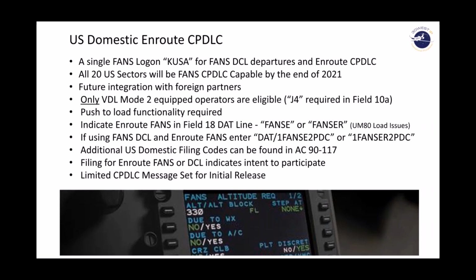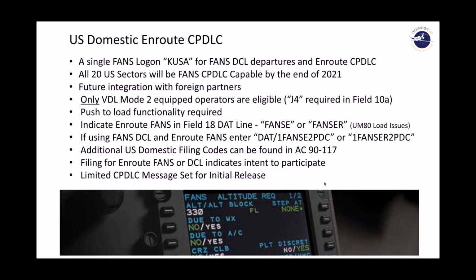In order to use U.S. domestic enroute CPDLC, there are some additional FANS filing codes that are required as well for your ICAO flight plan. So in addition to the J4 filing code required in Field 10A, which indicates your capability, there are also some filing codes that are required in the Field 18 remarks section in what is called the DAT line, Delta Alpha Tango. And you will see in the flight plan DAT slant, and then usually either the FANS E option or FANS ER. Commonly get questions as to what's the difference between FANS E and FANS ER.